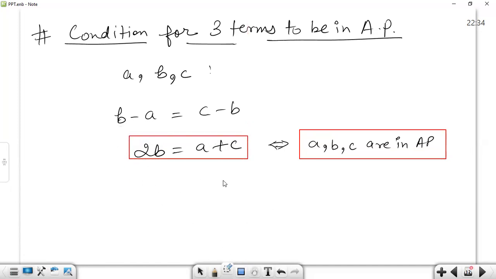Clear? This is the condition. If this is true, A, B, C are in AP. If A, B, C are in AP, this has to be true. Clear? Any doubt? No, sir.